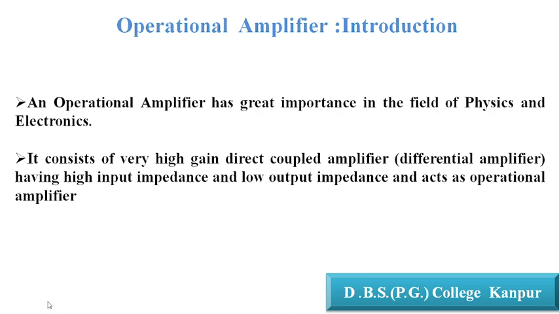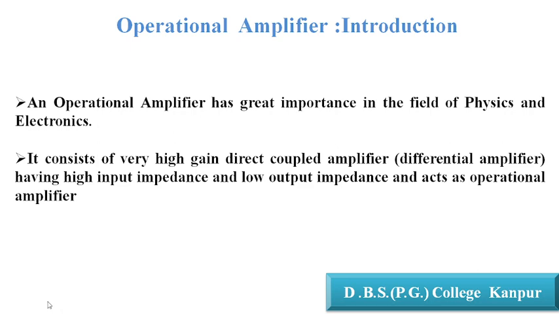Amplifier means a device which converts a small signal level to a higher signal level. If this is in the form of voltage, that is a voltage amplifier. If it is in the form of current, that is a current amplifier. If it converts low power to high power, that is a power amplifier. So the operational amplifier performs different types of operations by use of the amplifier.